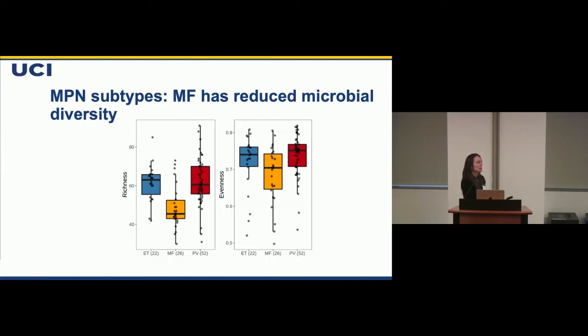It could be simply a reflection that the myelofibrosis patient population has a more severe disease, and so their microbiome may also be a little bit more abnormal. Or it's intriguing to think that maybe this deranged microbiome could be playing a role potentially in myelofibrosis.